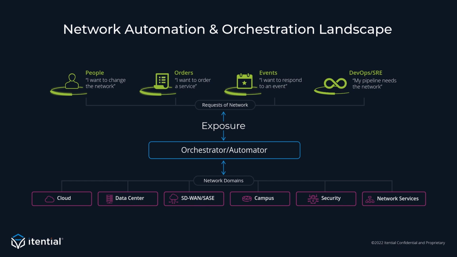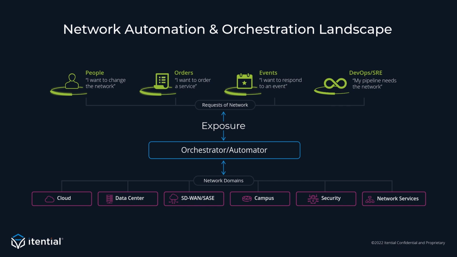And then the fourth would be things like DevOps and SRE pipelines. Basically, any situation where you've got somebody who is creating a DevOps pipeline that wants to consume network capabilities as part of that pipeline operation. We covered a couple examples of DevOps and SRE pipelines interacting with network automation earlier this year in our CI/CD series, and we'll continue to build those out in the coming months.